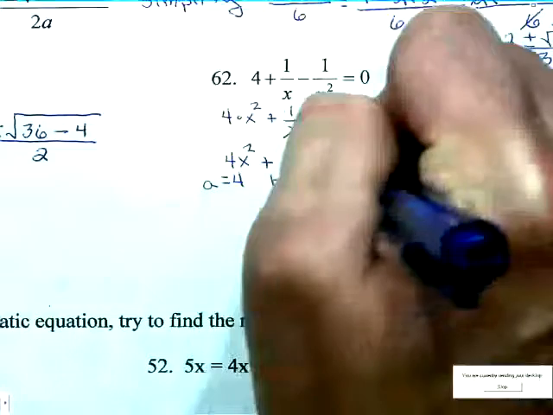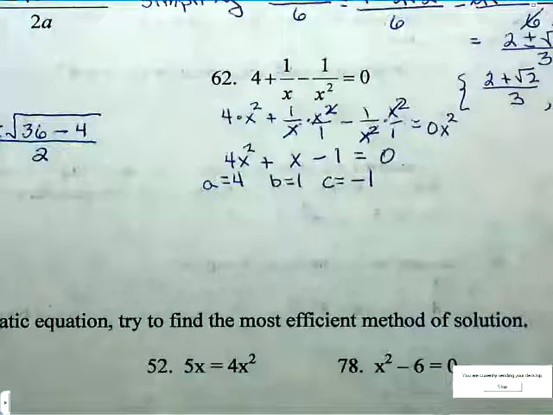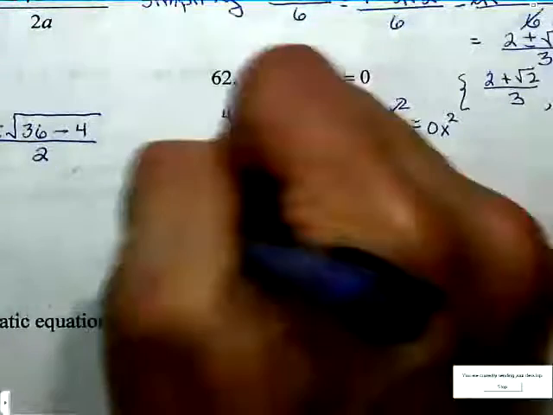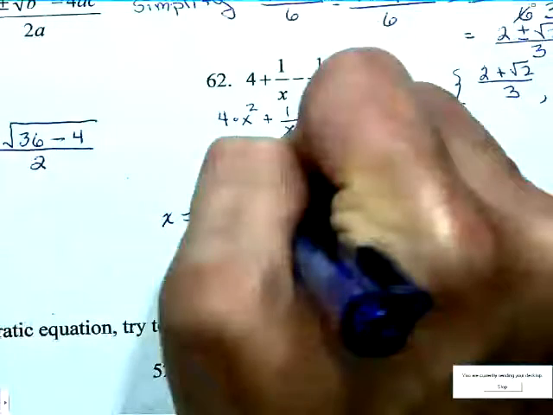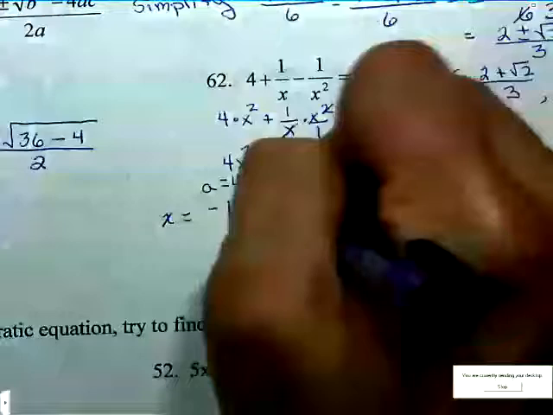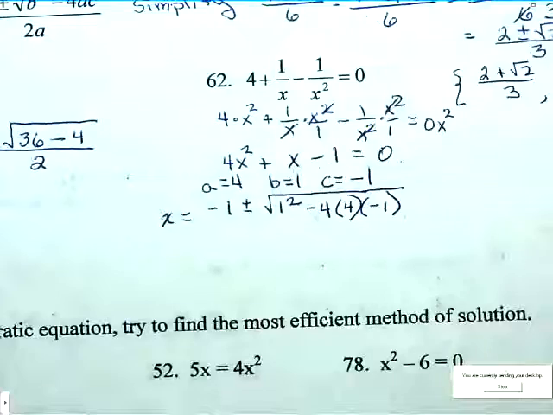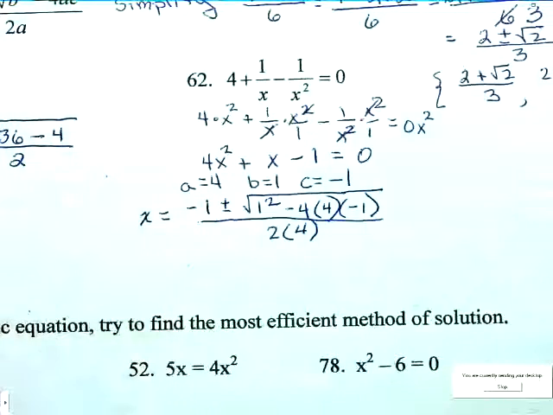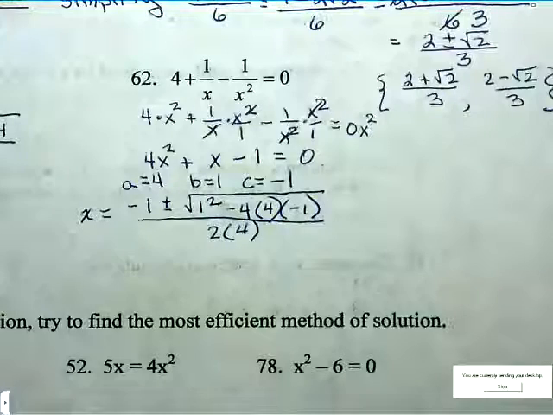And here, a is 4, b is 1, and c is -1. So, x equals -b, or the opposite of b, those mean the same thing, plus or minus the square root of b squared minus 4 times a, which is also 4, times c, which is -1, all divided by 2 times a, which is 4. And then simplify and simplify till you can't simplify anymore.